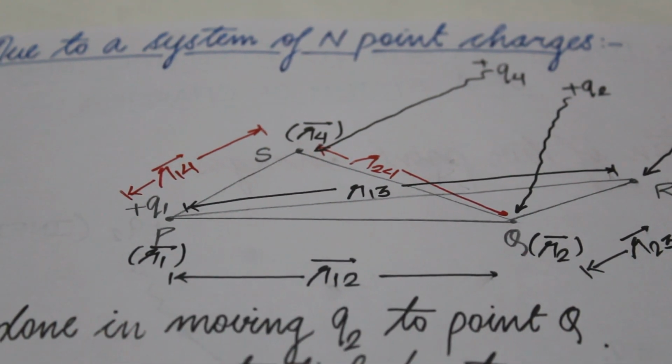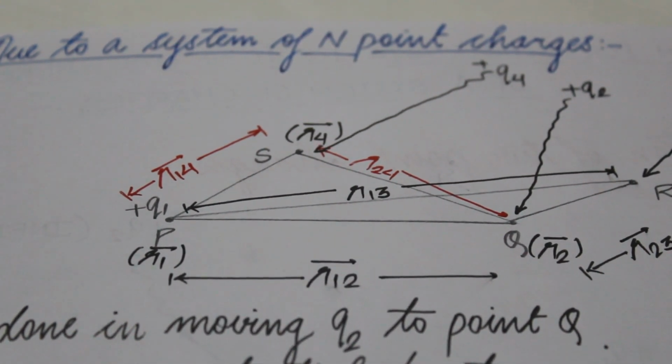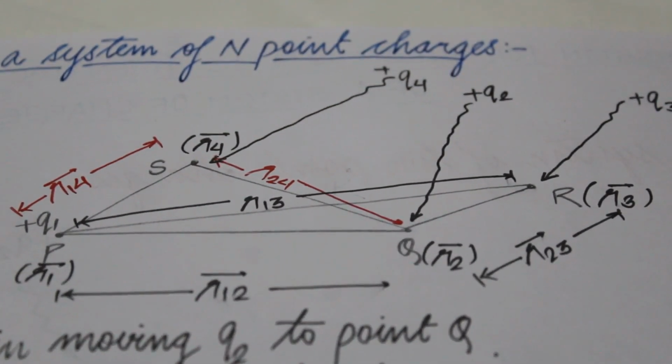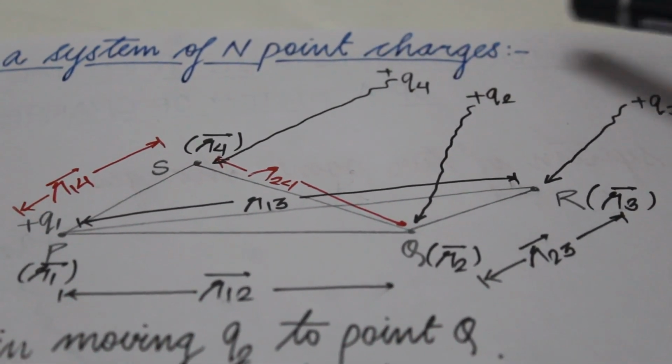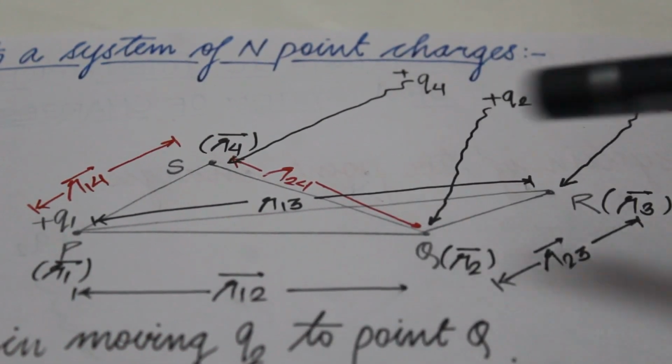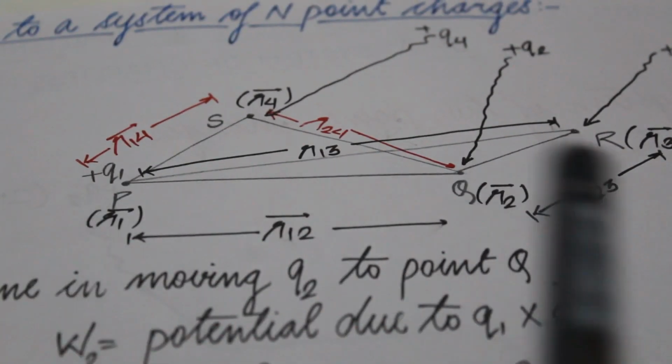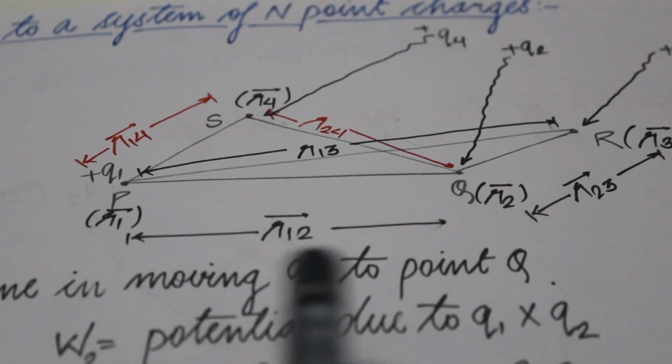So the work done will be 0 as we have already discussed. Next step will be we will be bringing plus Q2, plus Q3 and plus Q4 from infinity to points Q, R and S respectively. The distance as indicated in the diagram between P and Q is R12.